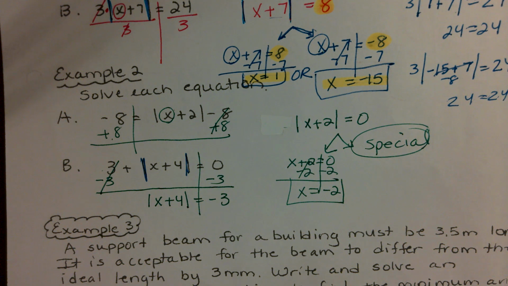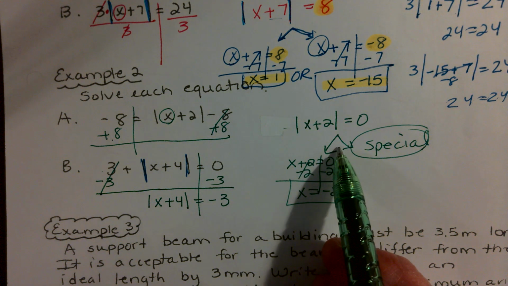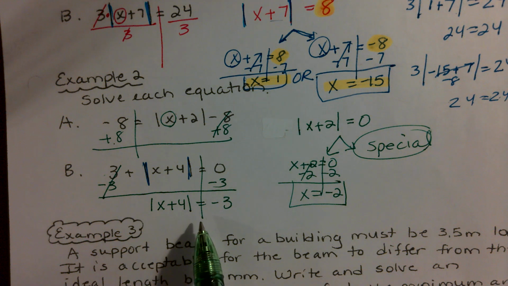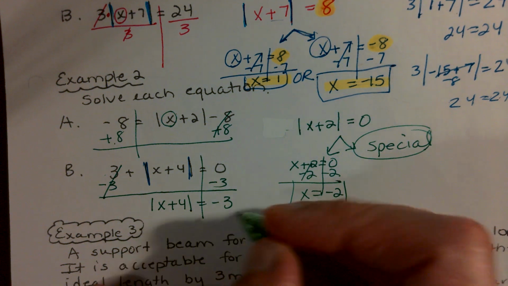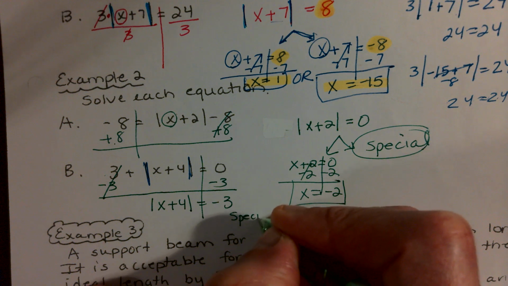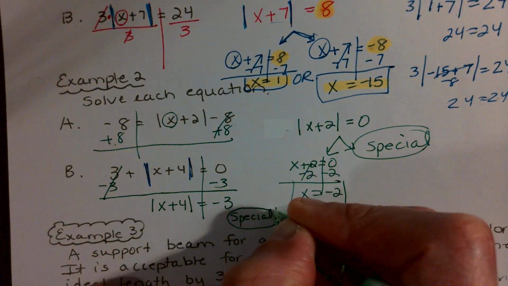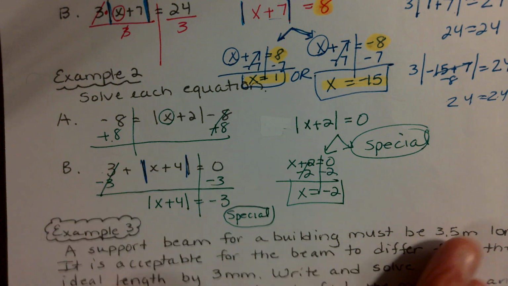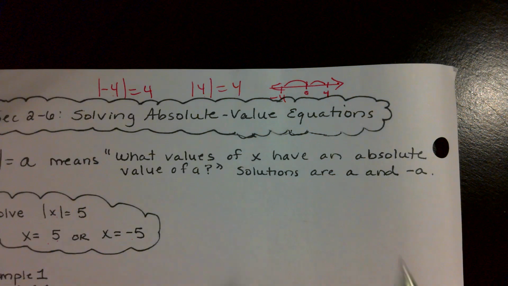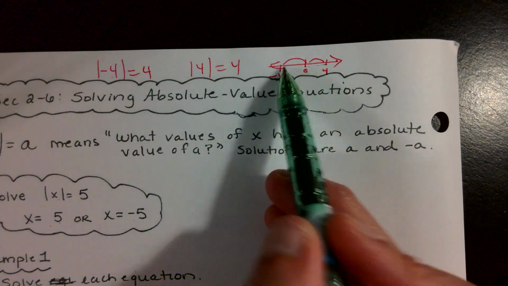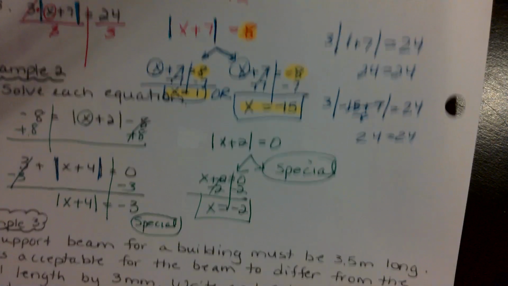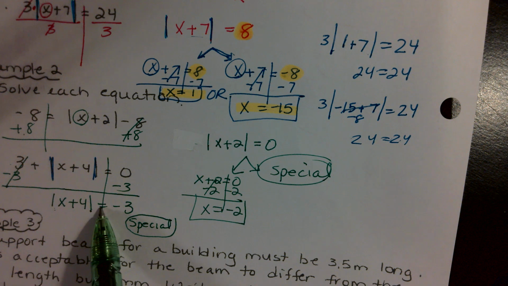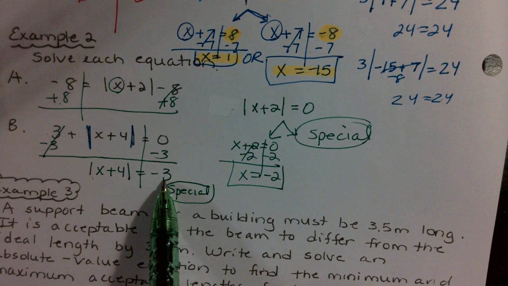Normally, I would draw my line just like I did here, my little arrows in here, and I would normally do it here. But this is another one of those special situations. Does anybody see a problem here? The absolute value of x plus 4 equals negative 3. What did we say at the very beginning that absolute value was? A distance from 0. How can a distance be negative? Can't.